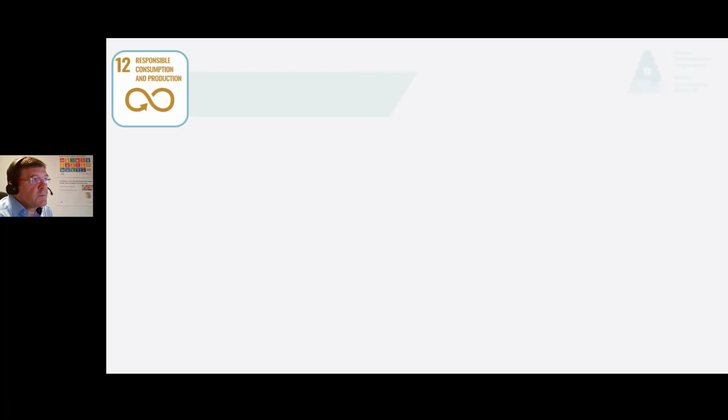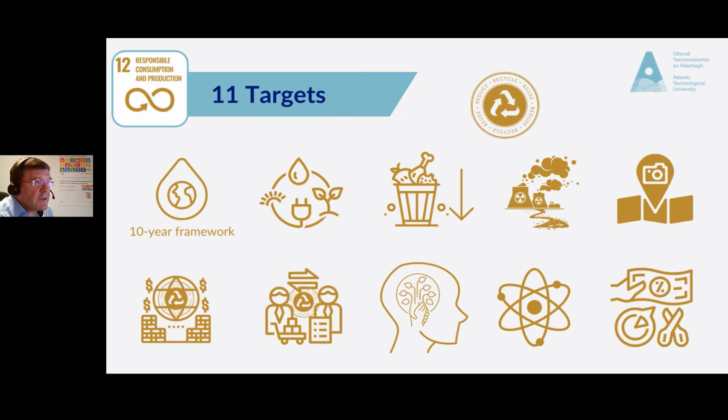So for responsible consumption and production, we have 11 targets. So you might review them before we move on.